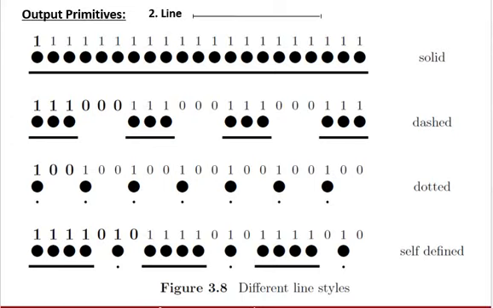The dotted line is 1 0 0 1 0 0 1 0 0. Those are known as the dotted line, and the dashed line is for 1 1 1 0 0 0 1 1 1 0 0 0. And this one is the self-defined, and this can be changed.